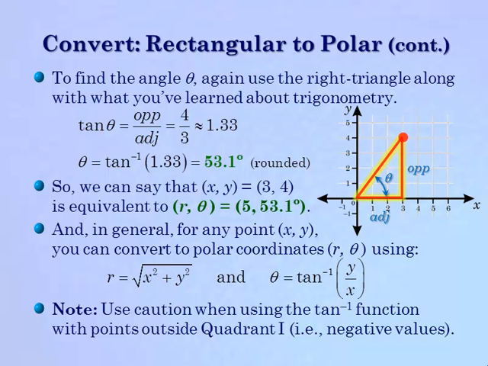Now, as you use the tangent function, and we take 3 divided by 4 and take the inverse tangent, we have 53.1 degrees. And if we were down here in quadrant 3 and we had negative 3 and negative 4, and we took the tangent inverse of negative 3 divided by negative 4, we would also have 1.33, and theta would also come out on the calculator as 53.1 degrees. But that's not 53.1 degrees, is it? So the moral of the story is you have to be very careful when using that inverse tangent function outside of quadrant 1.